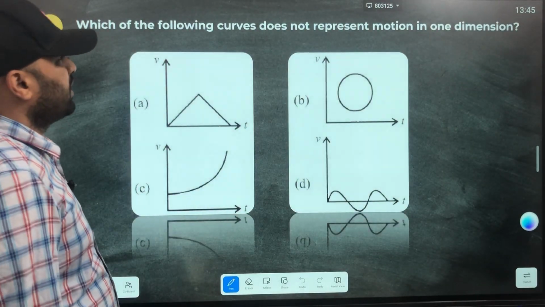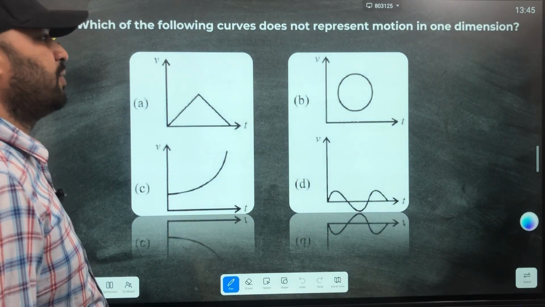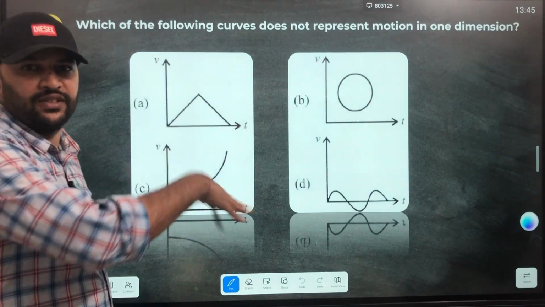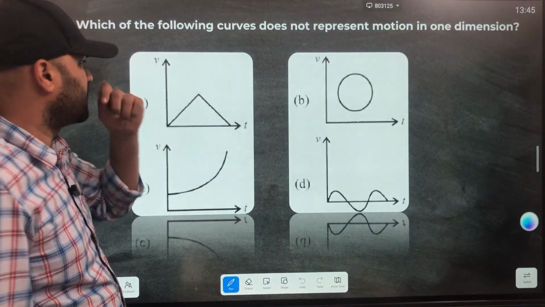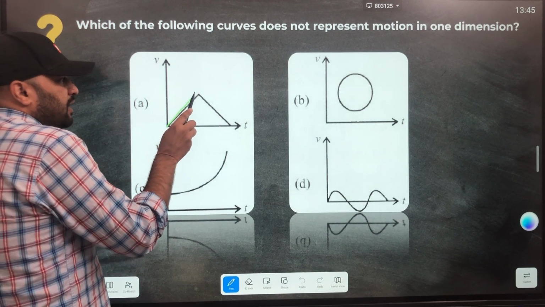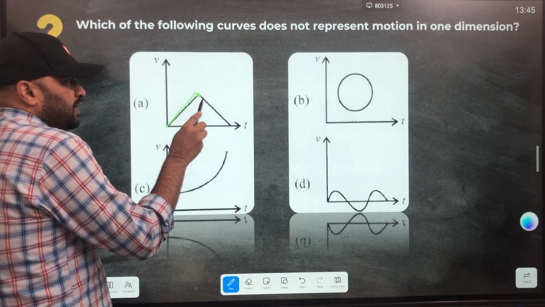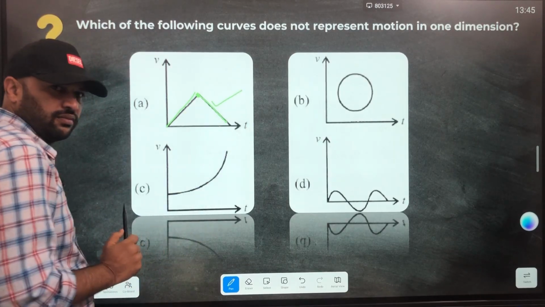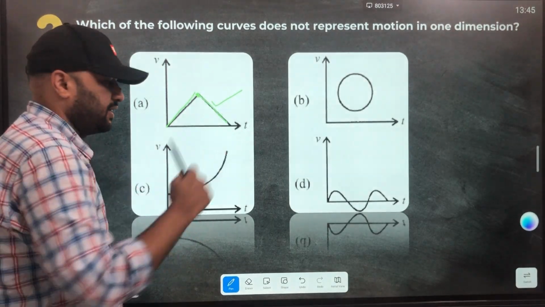Which of the following curves do not represent motion in one dimension? So let's understand all of these one by one and see which one is not matching. Option A, you can see that the velocity is increasing, becoming maximum, then decreasing. Possible it is, right? We can see that velocity increases, then decreases, right?